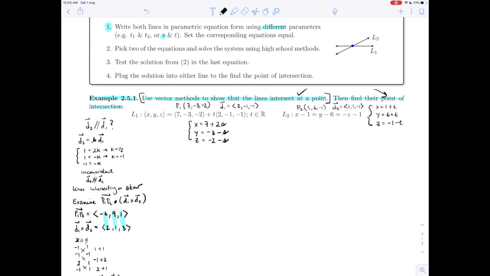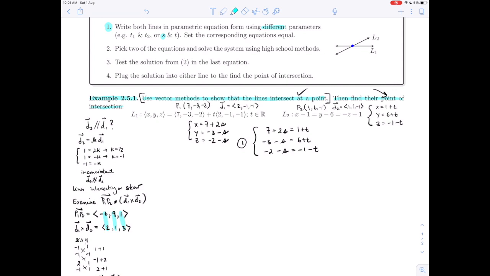So the x, the y, and the z. In other words, 7 plus 2s is equal to 1 plus t, minus 3 minus s is equal to 6 plus t, and minus 2 minus s is equal to minus 1 minus t. So there is a system of equations, and we have done the first part of the method.